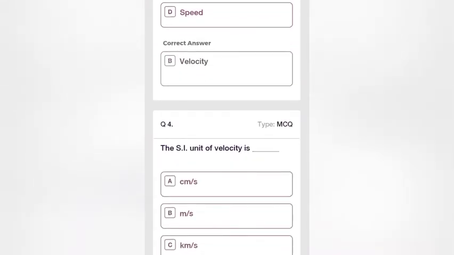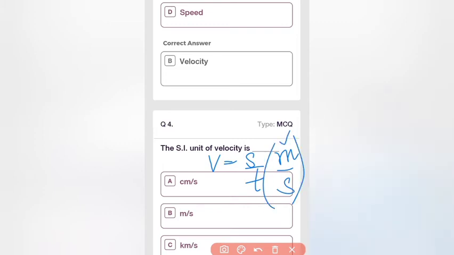The SI unit of velocity is, as we have just seen, velocity formula is displacement by time. Displacement unit is also meter. SI unit of time is seconds. So the SI unit of velocity is also meter per second. Option B is the correct answer.